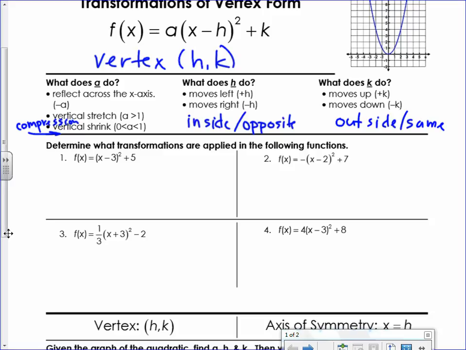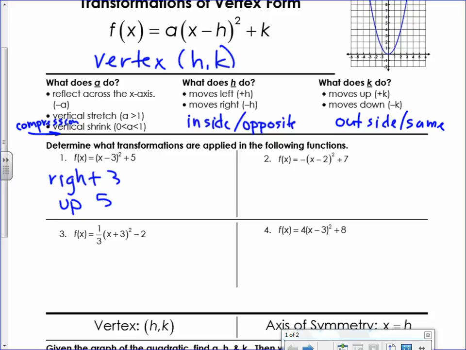All right, so let's look at all these things. We have x minus 3 squared plus 5. Let's have everyone's attention. So this is a negative 3. Which way is it shifting, left or right? Right. It's going right 3. And plus 5 means it's doing what? Up 5. Okay, very good.